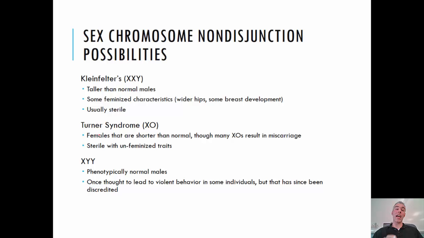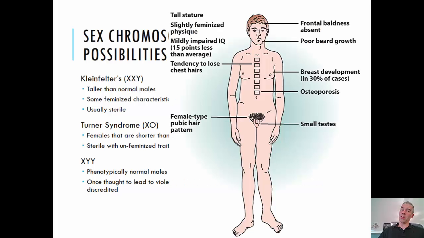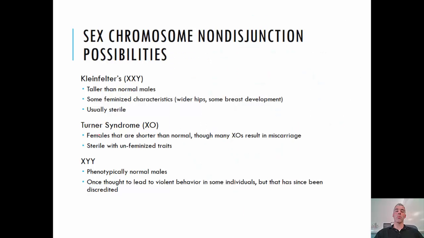And because if you have the SRY gene, the way I remember this, SRY, you're a guy, you will have males that happen to be phenotypically taller than normal, but they'll have some feminized characteristics such as wider hips. They'll have breast development. Those males are also usually sterile. So you can see that there's obviously issues with having this extra X chromosome.